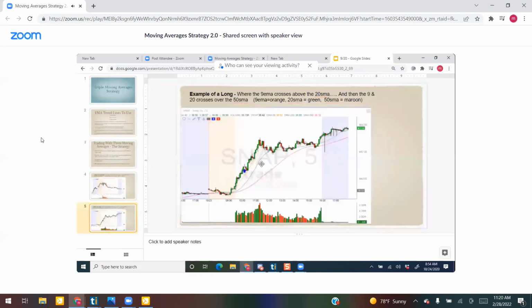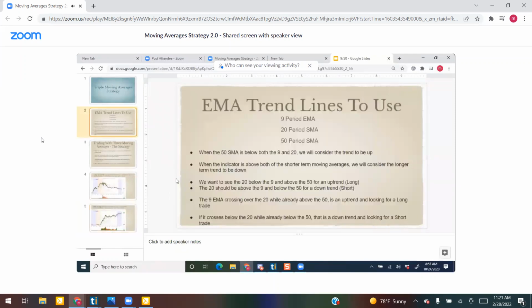So we want to see the 20 below the 9. The 20 is where my cursor is, the green, which it is. Below the 9-day moving average, but above the 50. So in between, which it is. And that will be your long.